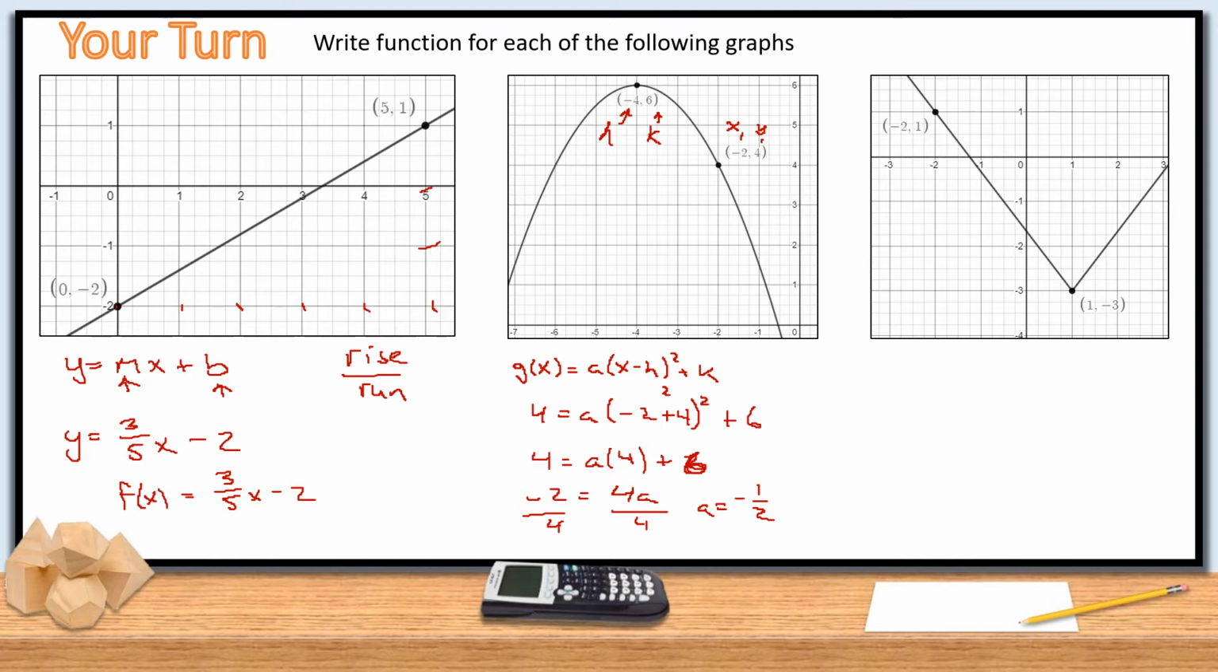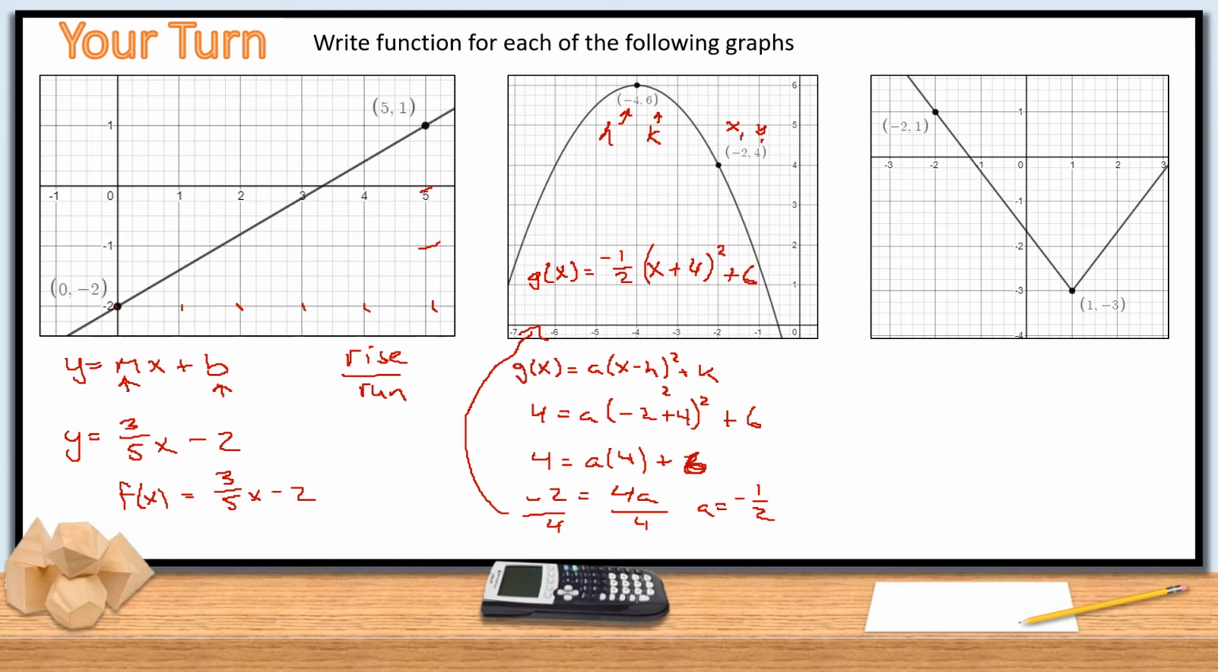So I'll just write my final answer up here. G of x, sub in that new a value, minus a half. We did expect that because it's opening downwards. X plus 4 squared plus 6.